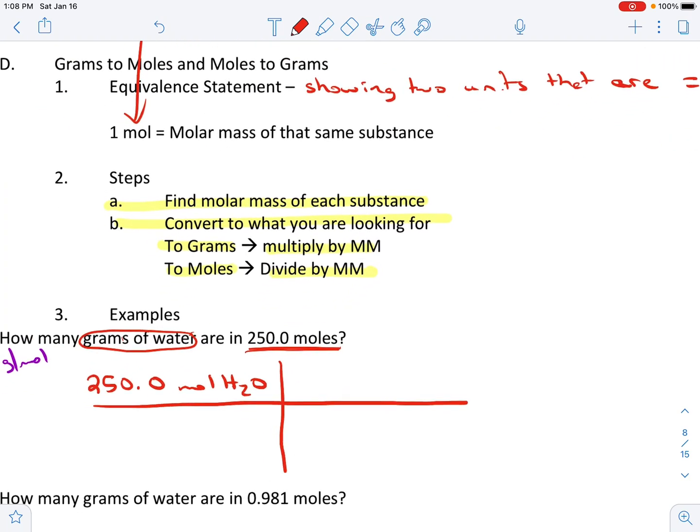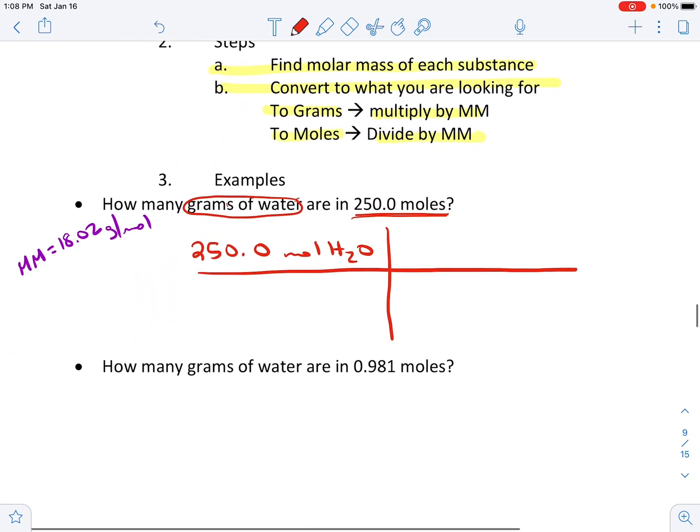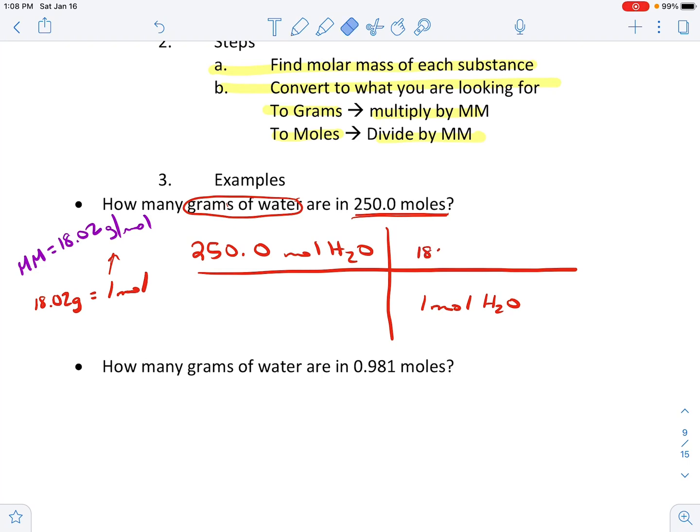All right. Awesome. Now, blow this up just a little bit. We're going to grams, so we multiply by the molar mass. And that's because if we look right here, this 18.02, what if we wrote it like this? Could we say 18.02 grams equals 1 mole? That's the same thing as what we wrote right here, right? So now we have our own little equivalence statement. And remember, we want to cancel things out by putting them on top and bottom. And so we have 1 mole of H2O has a molar mass of 18.02 grams. And notice how this works.